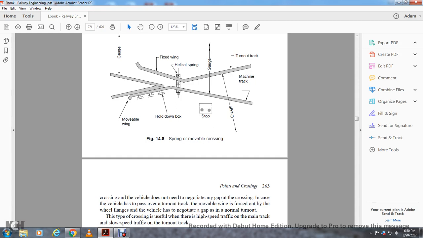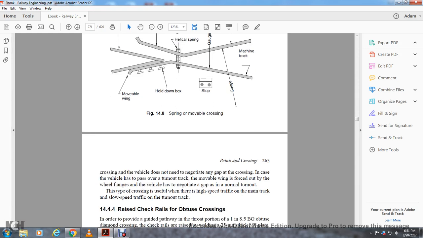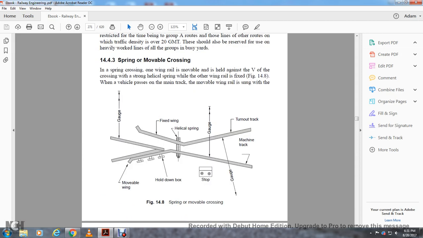The vehicle does not need to negotiate any gap in the crossing in case the vehicle has to pass over the turnout. The movable wing is pushed by the wheel flange of the vehicle, so it negotiates the gaps of a normal turnout. This type of crossing is useful for high-speed main line traffic, with slow-speed traffic on the turnout. 14.8, the spring movable wing crossing: the movable wing, hold-down box, fixed wings, helical spring, gauge, stop, turnout side, main track, and gauge.